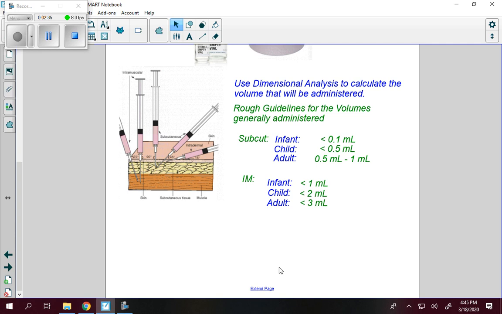Intramuscularly, for an infant would be under 1 milliliter, a child would be under 2 milliliters, an adult would be under 3 milliliters. So that's why we use the 3 milliliter syringe. Now, I just told you this, but in some of my examples, an intramuscular medication may have 4 or 4.5 milliliters in it. There will be some extreme cases where you will get more than those. They're rough guidelines.